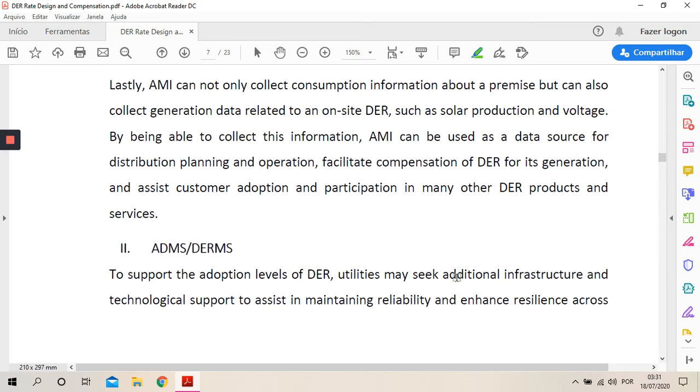Lastly, AMI can not only collect consumption information about the premise, but can also collect generation data related to on-site DERs, such as solar production and voltage. By being able to collect this information, AMI can be used as a data source for distribution planning and operation, facilitate compensation of the DER for its generation, and assist customer adoption and participation in many other DER products and services.